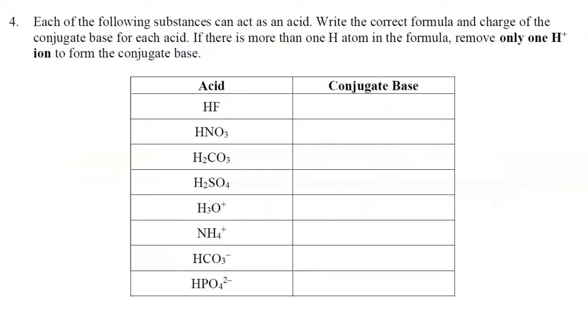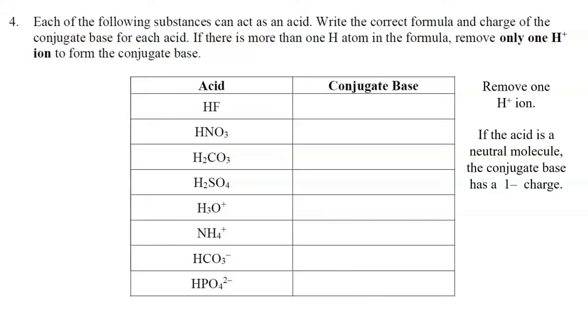So now in question 4, it says each of the following substances can act as an acid. Write the correct formula and charge of the conjugate base for each acid. If there is more than one H atom in the formula, remove only one H+ ion to form the conjugate base. So our first example is HF, that's hydrofluoric acid. We're going to remove one H+ ion from that formula. And if the acid is a neutral molecule, then the conjugate base will carry a negative charge, so -1. So there's the fluoride ion, F-.